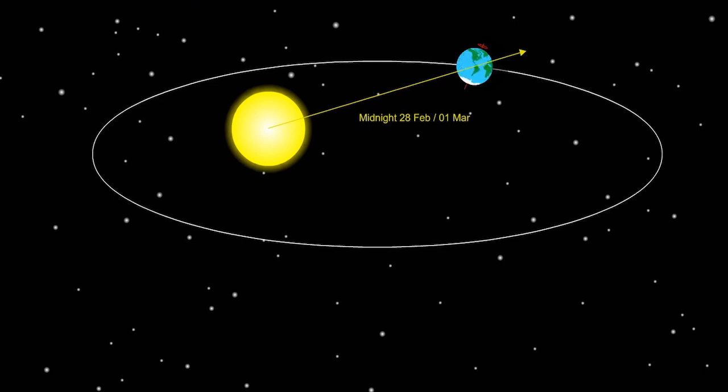Suppose that this is the Earth's position in its orbit on the midnight ending the 28th of February one year. A year later, we are at the same calendar date at midnight, but the Earth is a quarter of a day short of its previous position on the orbit.